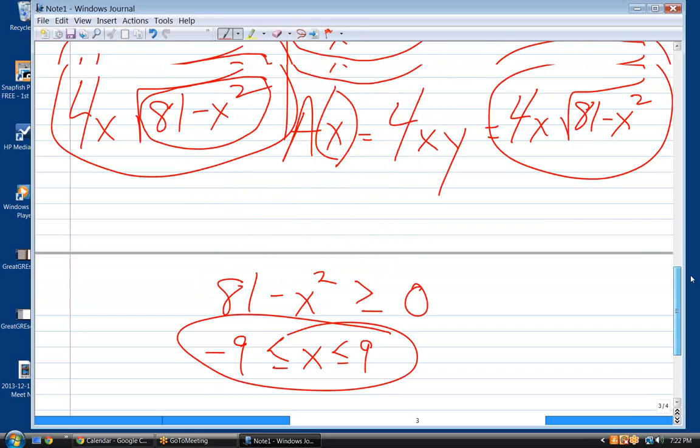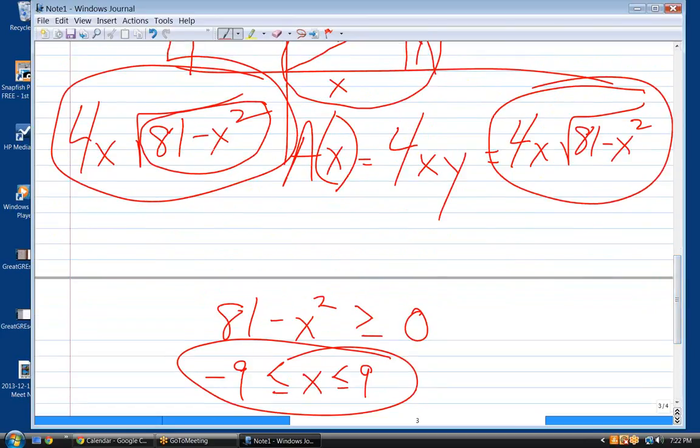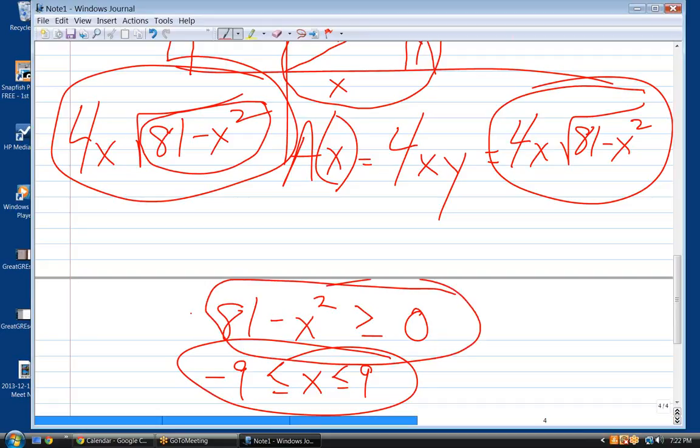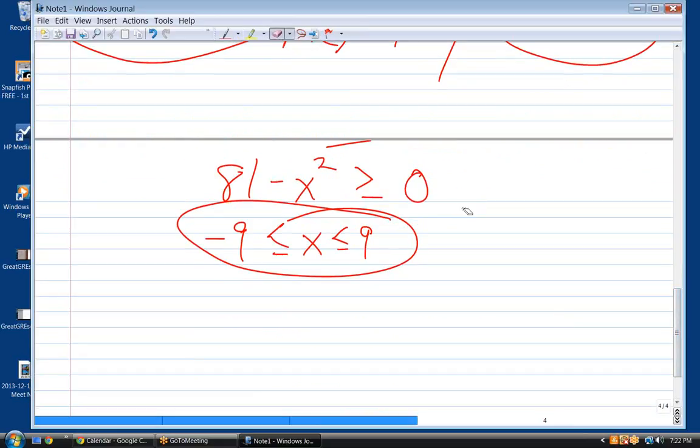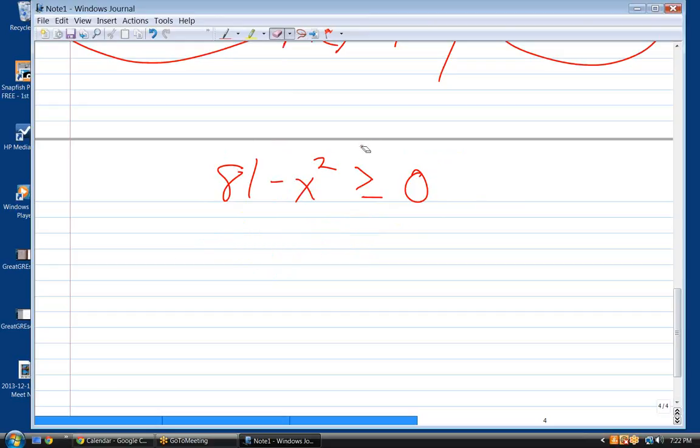But when you have domain problems like that, and you have a complicated expression inside the radical sign, then just create a separate equation, or not equation, but an inequality that you then have to solve. Now, let's go through how we solve that inequality, because you kind of did it intuitively, I could tell. But let's go through how we algebraically do it. Let's move the 81 over. Let's divide both sides by -1, meaning I have to turn that around.